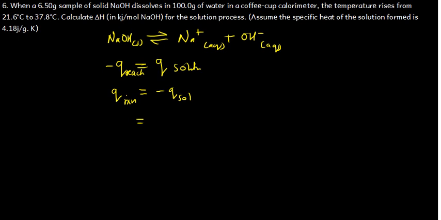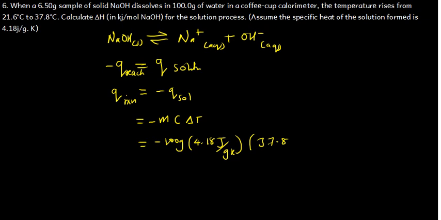And how do we get the heat of the solution? Heat of the solution is simply given by mass times the specific heat capacity of the solution times the change in temperature for the solution. And this will be equal to negative the mass of the solution. We have got 100 grams of water, so that is 100 grams multiplied by the specific heat capacity for the solution, that is 4.18 joules per gram Kelvin, and then multiplied by the change in temperature. So the change in temperature, the final temperature that you've been given is 37.8. This is supposed to be final minus initial. And then the initial one we have been given is 21.6.